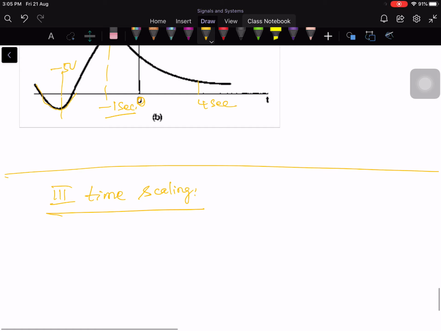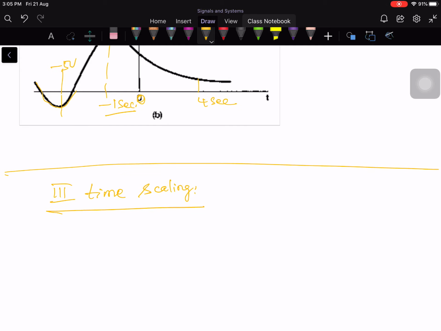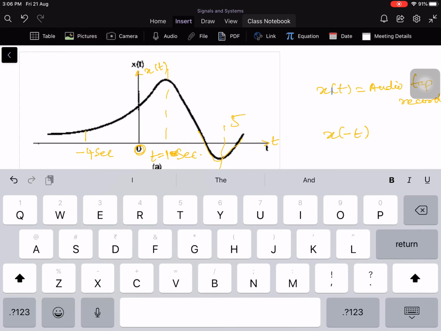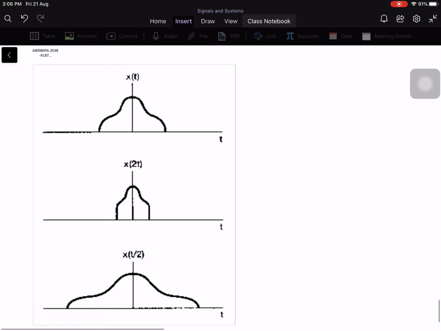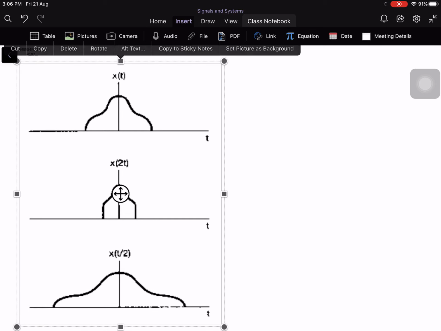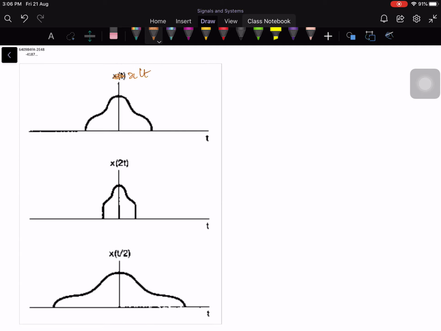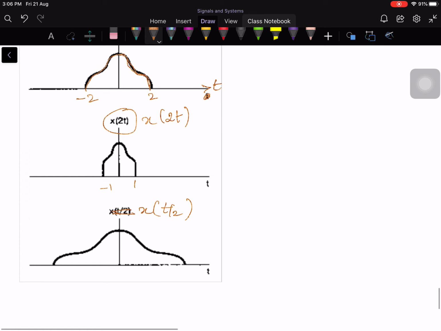Let me insert a figure for this in order to understand very clearly. Originally my signal is like this. This is x of t, and it is a continuous time signal, because at every point it has values. Now the operations are denoted by x of 2t and x of t by 2. When I say 2t, let us say this point is plus 2 and this is minus 2, then it becomes 1 and minus 1, and this becomes 4 and minus 4.